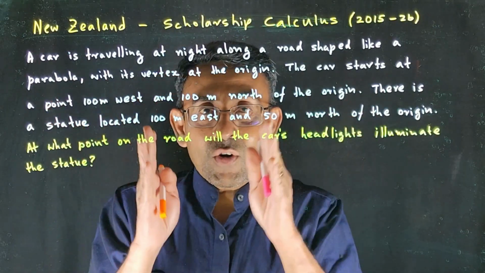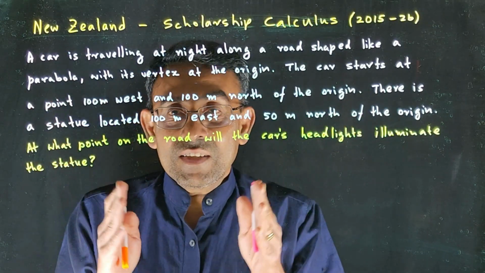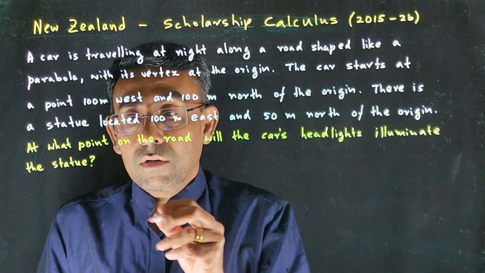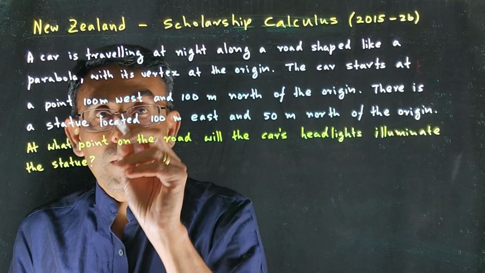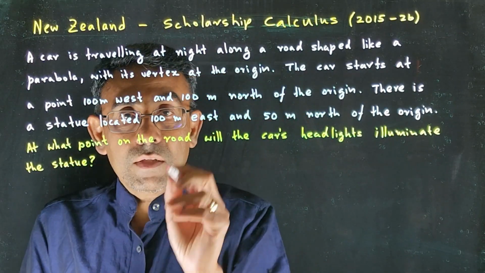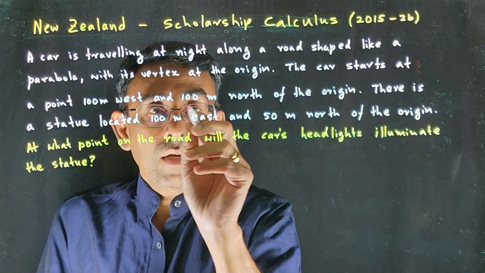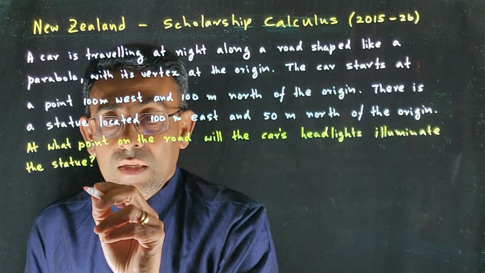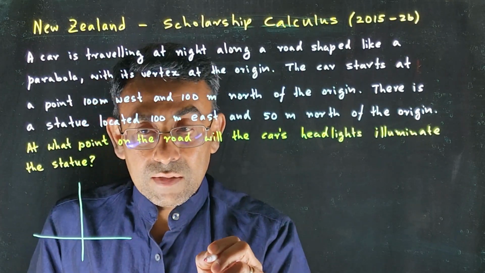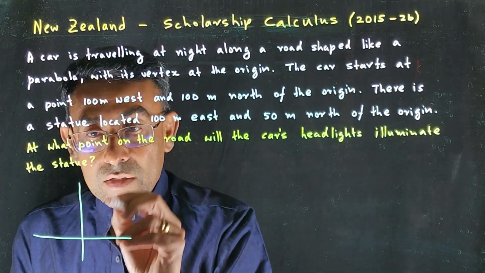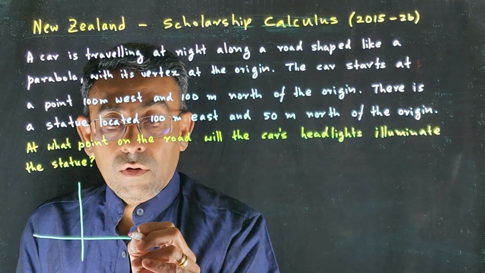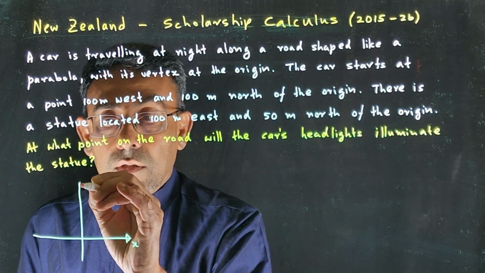First we need to draw a picture to understand how this car is traveling. It's given that the car is traveling on a parabola. So let's draw a parabola with a vertex at the origin, and the car starts 100 meters west and 100 meters north of the origin. If you visualize a parabola, we can see a parabola like that, but in this case the parabola is like this because we look at the x and y coordinates.